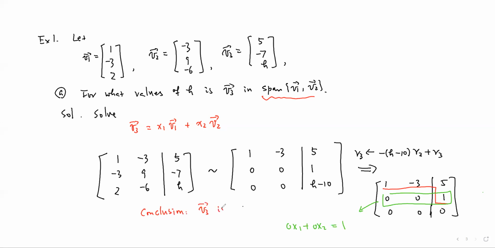v3 is not in the span of these two vectors. These two vectors span a plane in 3-dimensional space. v3, this vector, is not on the plane for any h. Yeah, for any h. Okay, this is the first question, similar to the homework. Now, the second question.